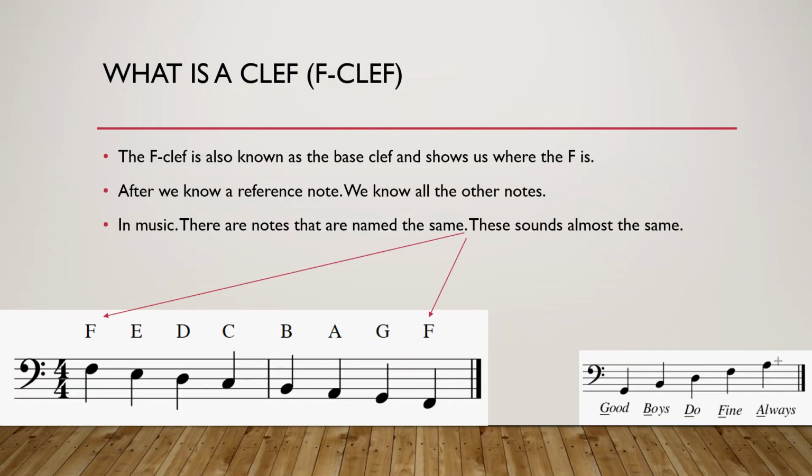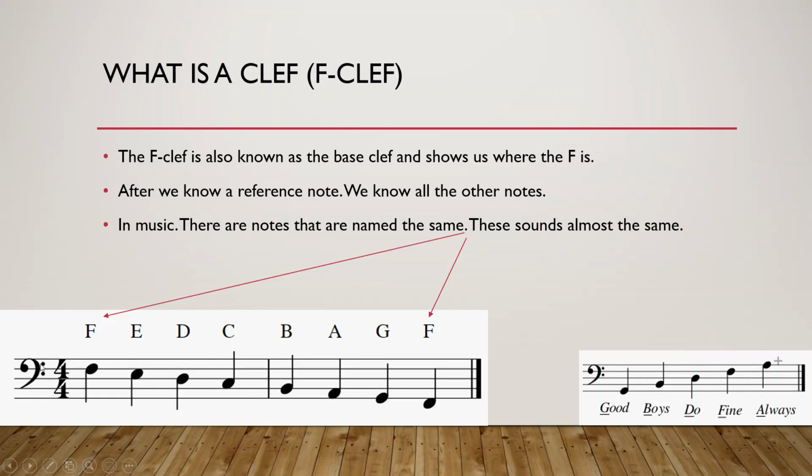Now we also have F clef, and unfortunately you read notes differently, which makes music a bit more difficult. But you have both G and F clef in music, so we need to learn how to read them both. So the F clef is also known as the bass clef, and bass is spelled wrong, my apologies. And it indicates where the F is.